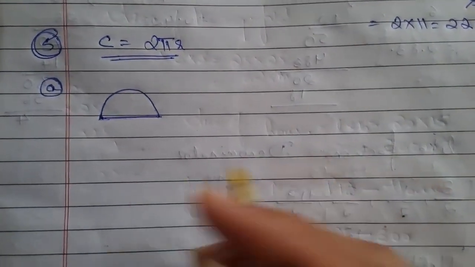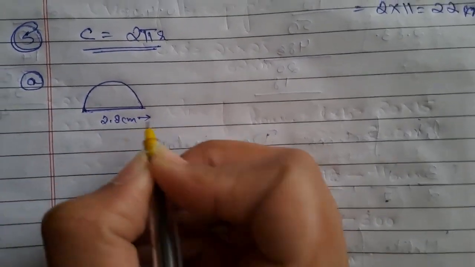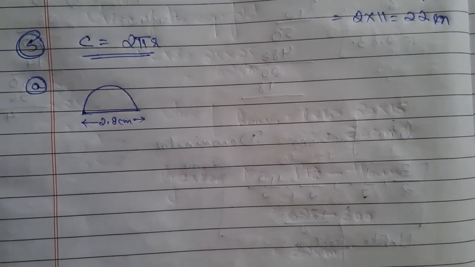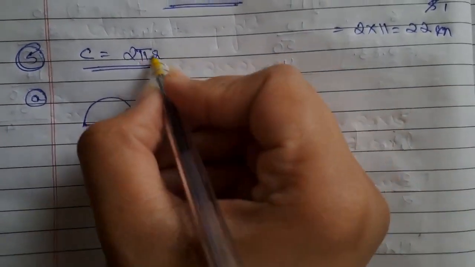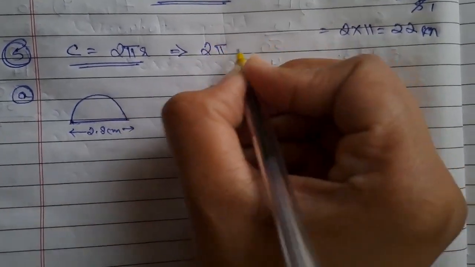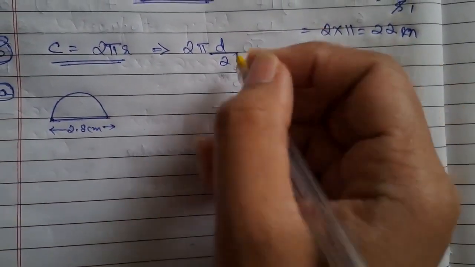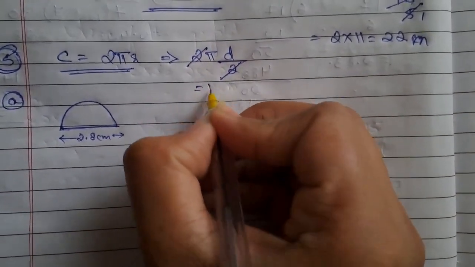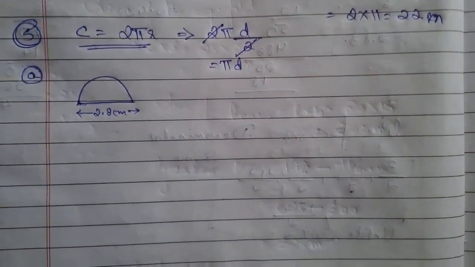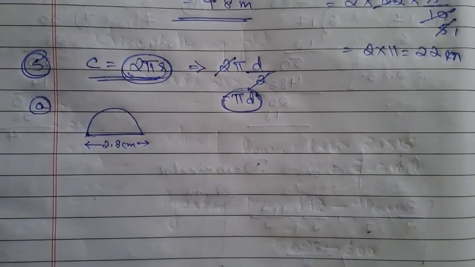Okay, now here in the first figure they have given me 2.8 centimeters as the diameter. Diameter se to mere paas formula nahi hai, so what am I going to do? There I can write down the formula with the diameter as well. 2 pi d by 2, since the radius is d by 2, isn't it? R is equal to d by 2. If this 2 and this 2 go off, it is pi d. Okay, pi d is also one of the formulas that you have. Pi d is one formula and 2 pi r is one formula for the circumference of the circle.